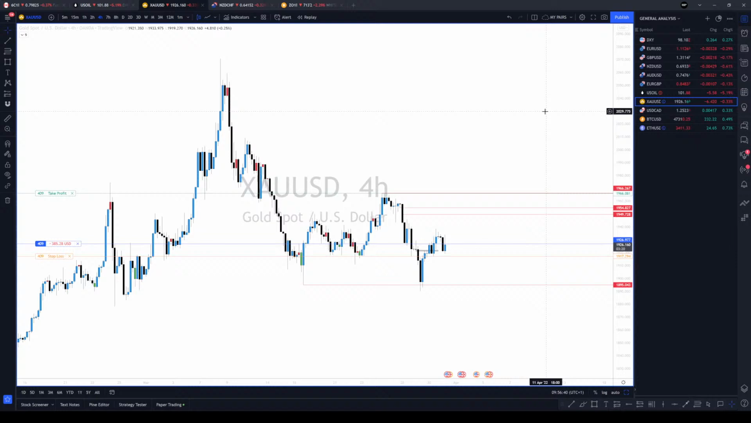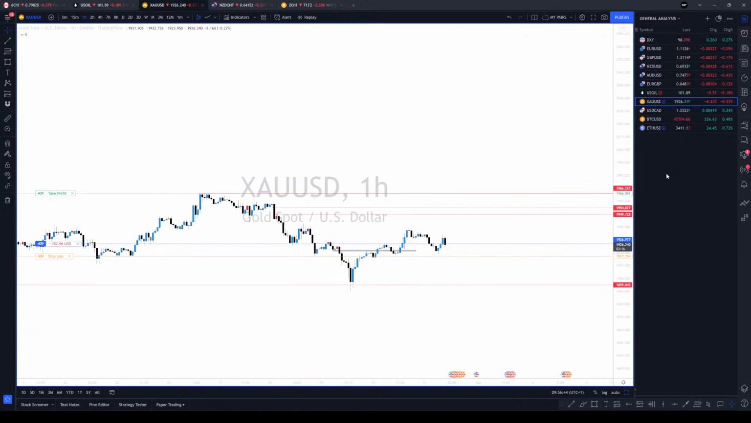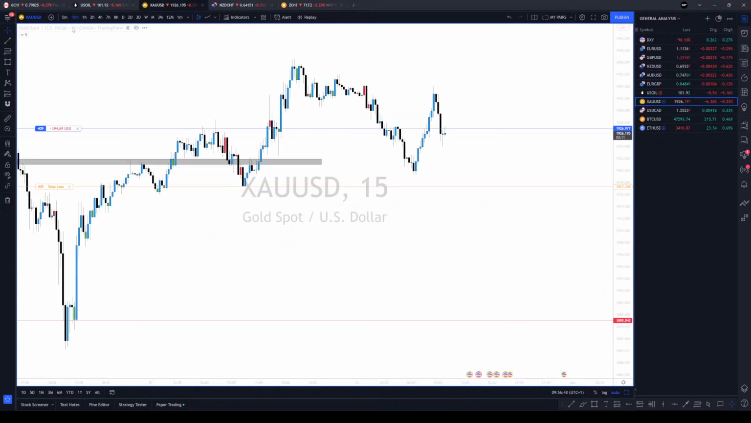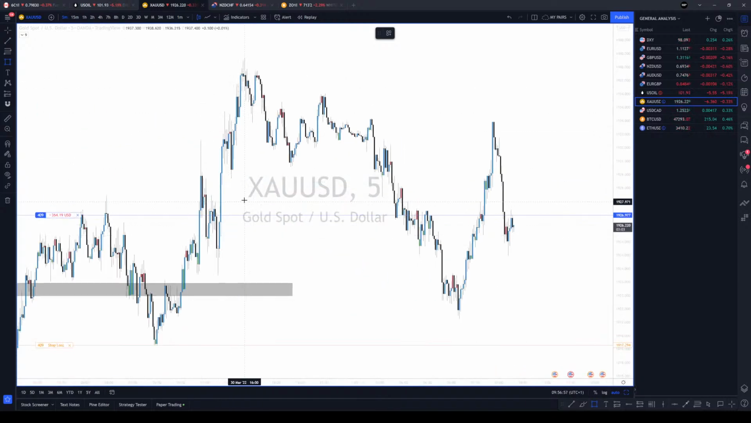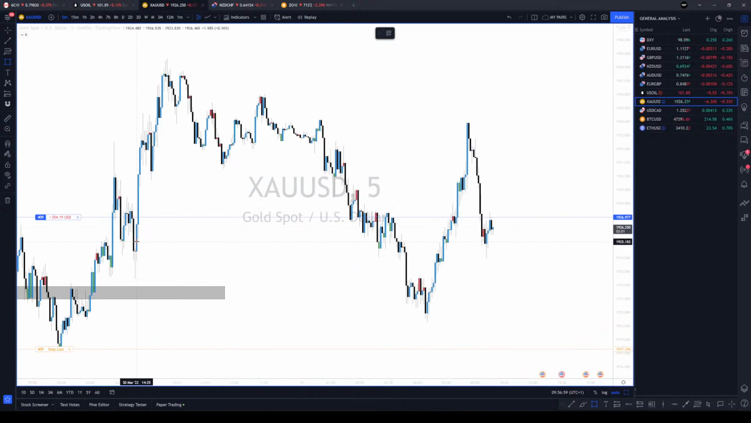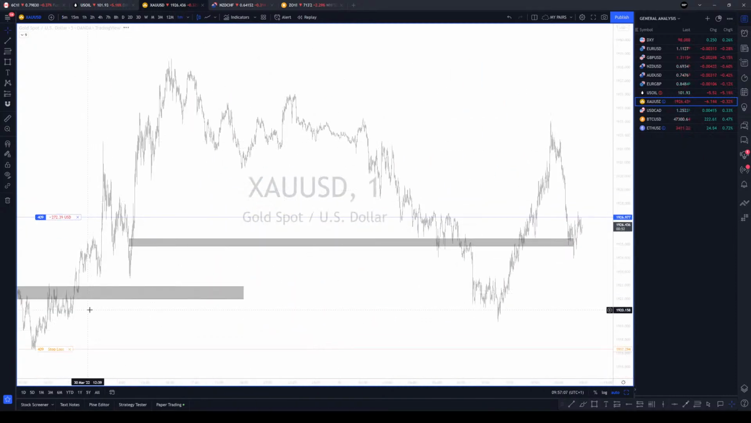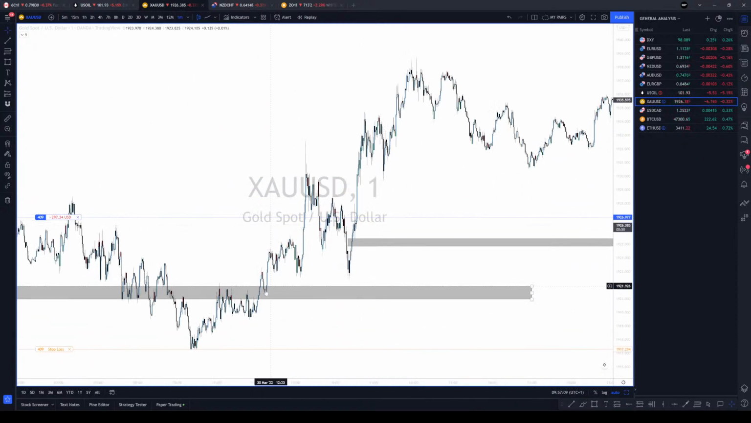Gold, I think yesterday I gave you a gap on the 15 minutes, two of them, one being here, sorry, it was I think on the 5, yeah, one being here and one being here.